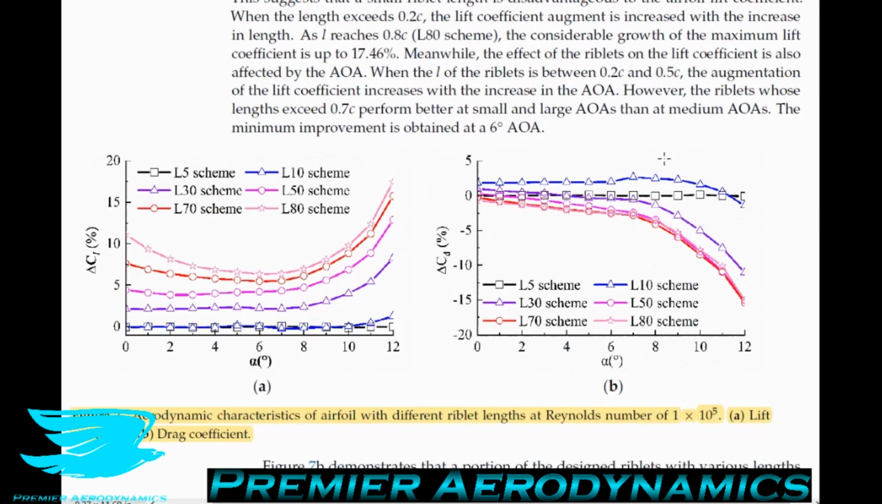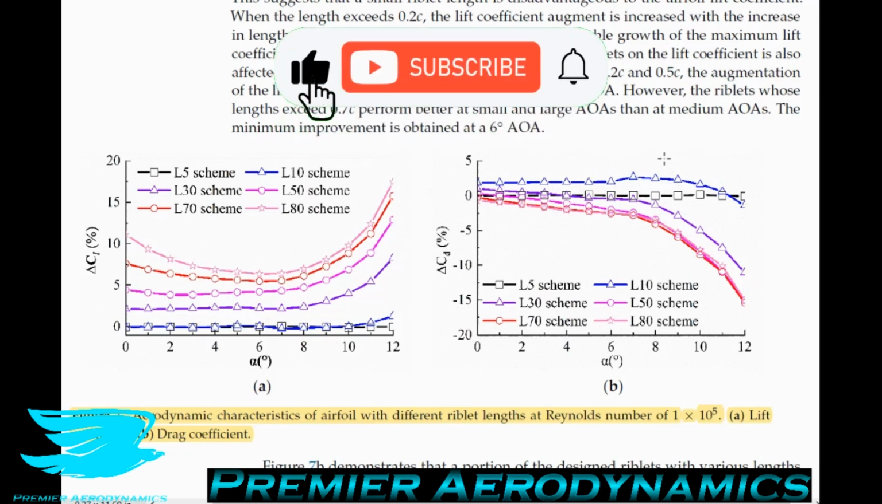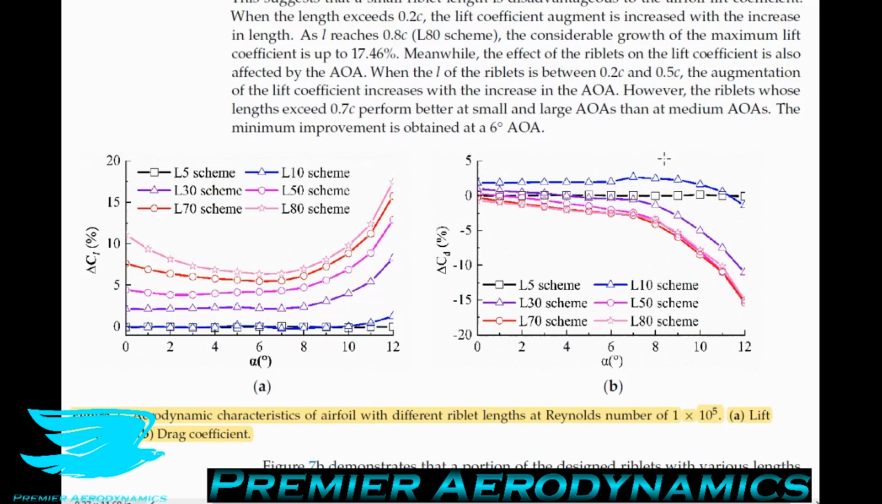The L denotation, the letter L in front of the number, so L5, L30, L70, just to refresh your memory, corresponds to the amount of the airfoil that these riblets cover. L5 means 5% of the chord, L80 means 80% of the chord. Figures 7A and 7B show the difference in the lift and drag coefficients respectively compared to the baseline case, which is a smooth upper surface.